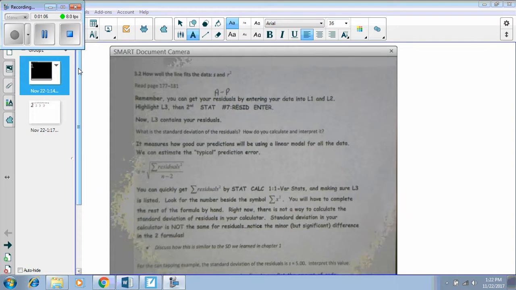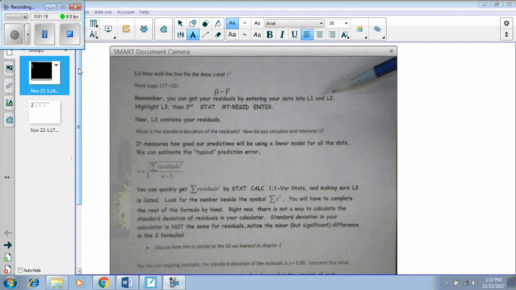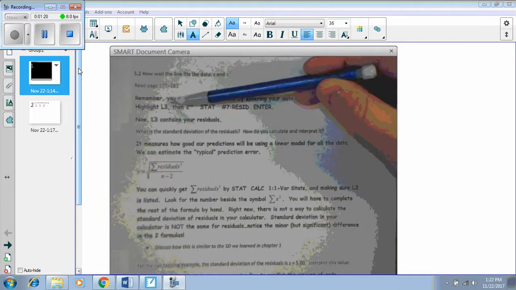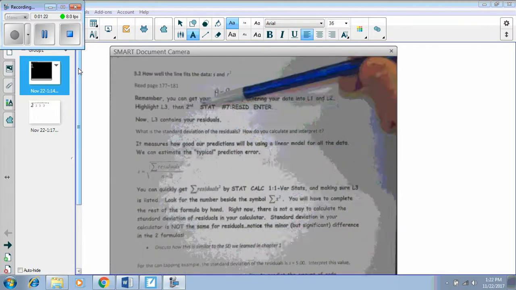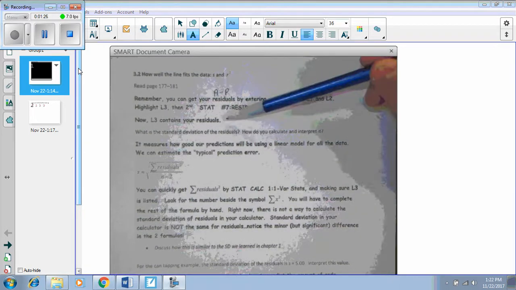So you can get all of those at once from a list. Like, you don't have to do them each by hand. If you have your data typed into L1 and L2, then you go up to L3, and make sure L3 is highlighted, second stat, number 7, resid, and then enter. And so now list 3 will contain all of your residuals.